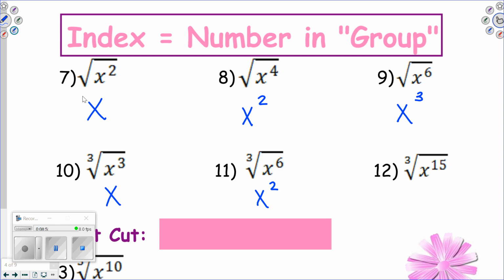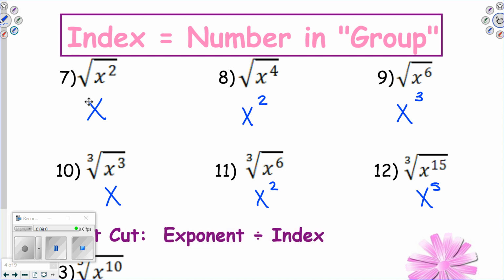I'll explain if some of you are wondering how they're doing this. That would be x to the 5th. What are they doing? It's your exponent divided by your index. That's the shortcut. But I want you to be able to reason through this. Because are they always going to divide perfectly? No, they're not. So think about, what does x to the 6th mean?